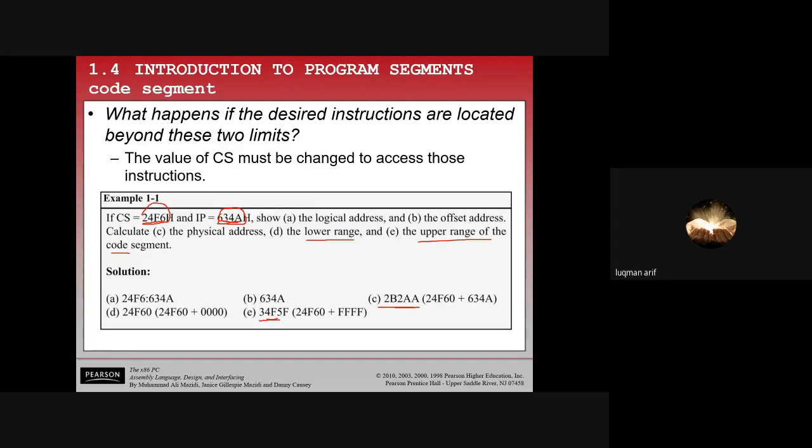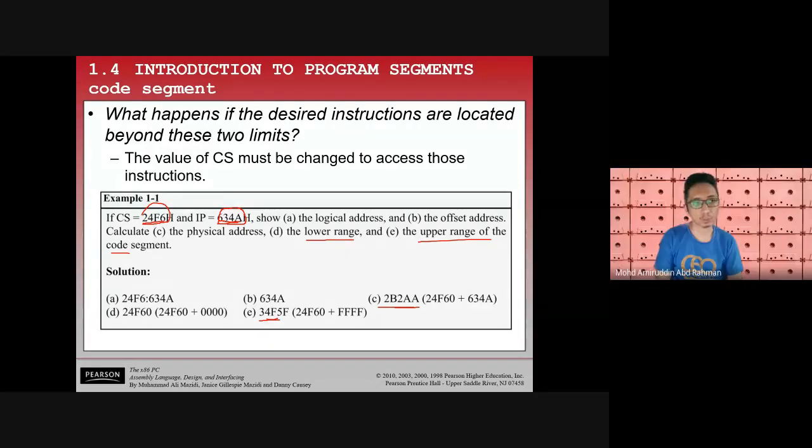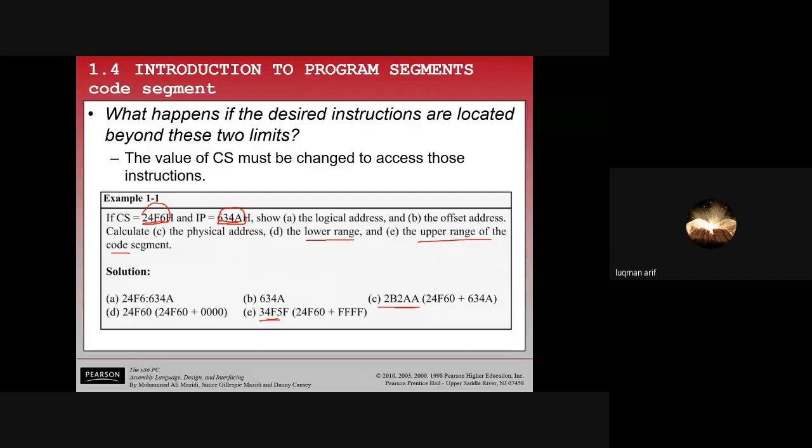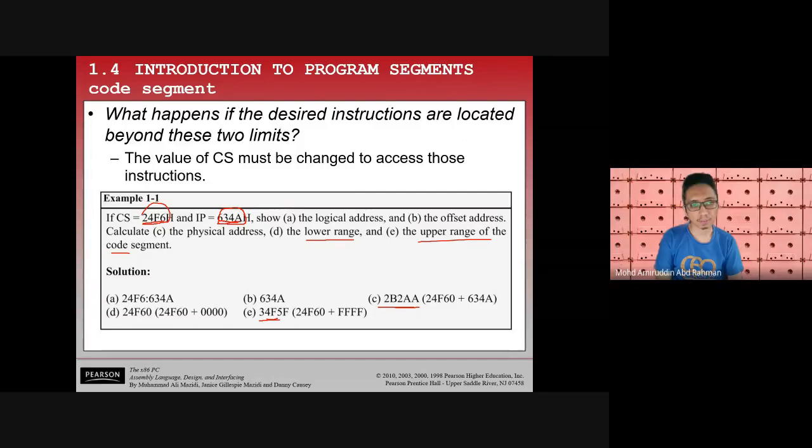Doctor, how come it gets 0 when the CS is only 24F6? What's your question again? Why it added 24F60? So this is actually, we look at the range of the code segment. Because we need to look at the physical address of that. If you ask about the upper range, right, the upper range.